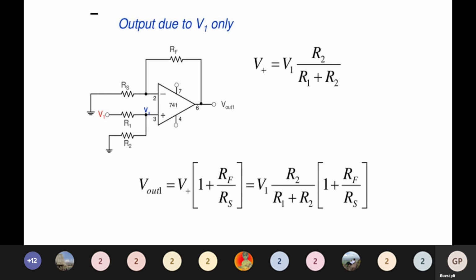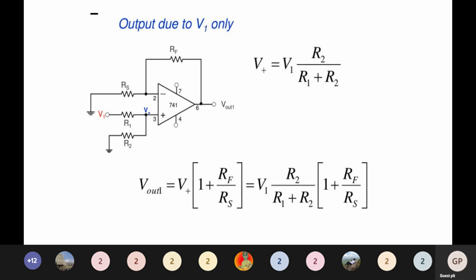So I consider V1 and therefore I ground the other input. You can see V2 is grounded here. The rest is the same; the feedback remains the same, everything else is the same, except that the source V2 is grounded. Now let me find the expression.